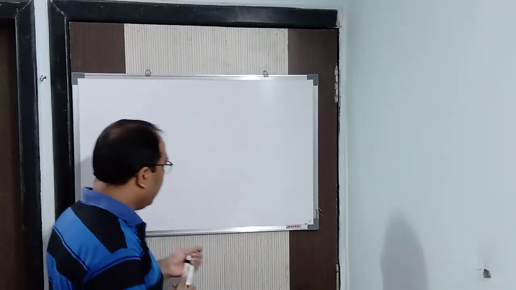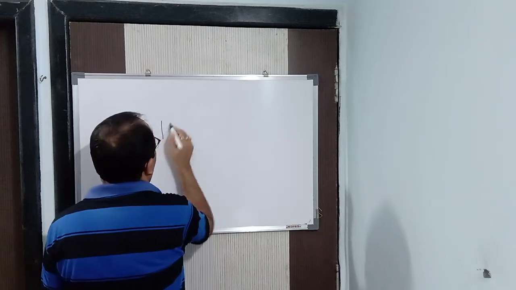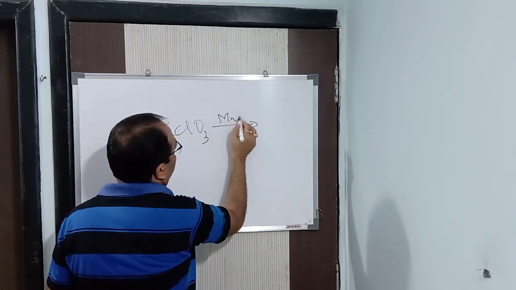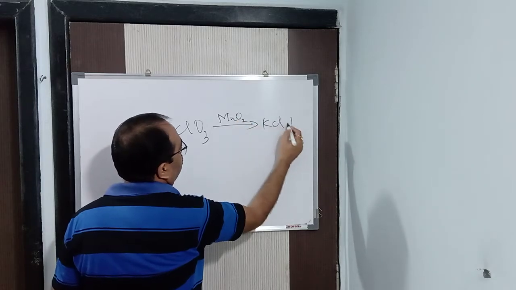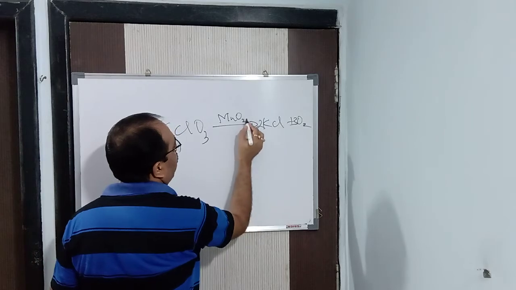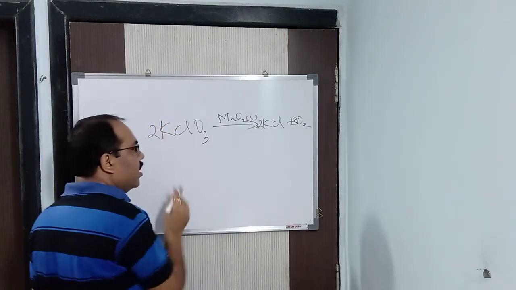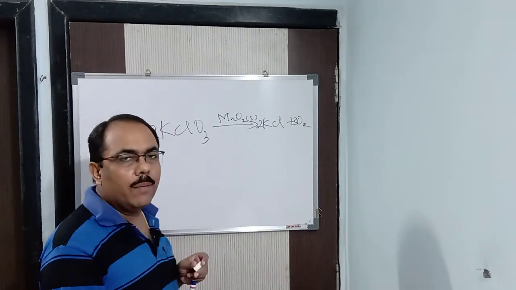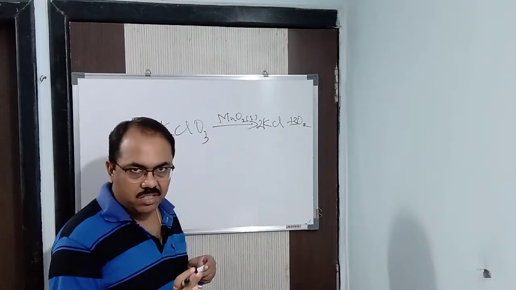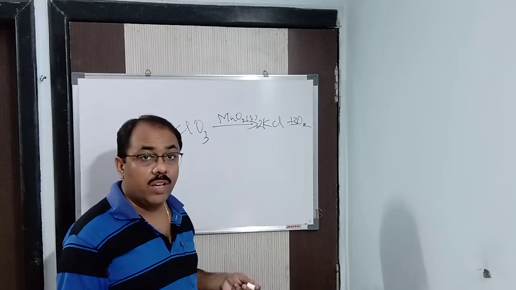Let us say we have taken potassium chlorate, KClO3, and I have taken MnO2 as a catalyst. It will give you KCl plus O2. So 2 KClO3 gives 2 KCl plus 3 O2. Here manganese dioxide, a solid, is the catalyst. If you don't use manganese dioxide, the rate of reaction will be slower. By using it, the rate becomes faster, so MnO2 acts as a positive catalyst.